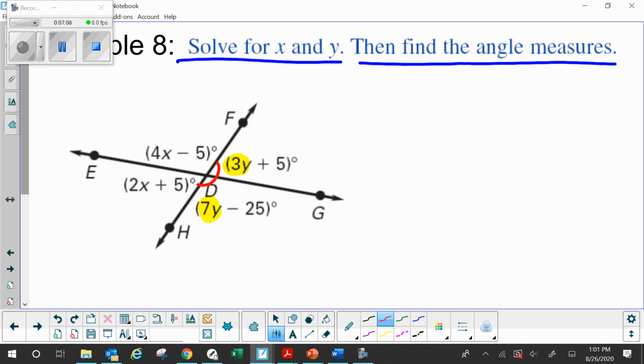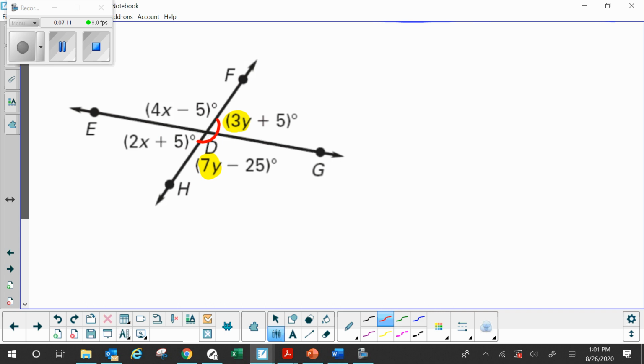What do you know about linear pairs? They're not congruent. They add to 180 degrees. So you would set this up as 3y plus 5. That's the first one. Plus the second one is 7y minus 25. Those two added together equal 180. So just combine like terms. What's 3y plus 7y? 10y. What's 5 minus 25? Negative 20.